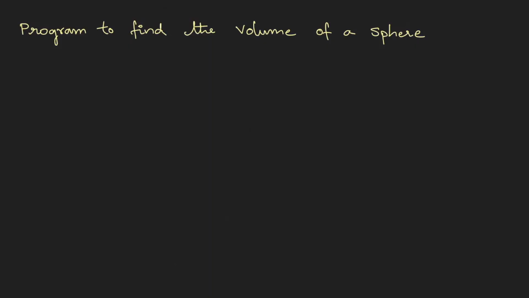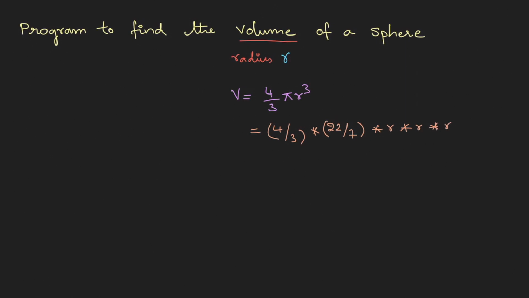Program to find the volume of a sphere. So for volume, let's assume that they have given the radius r, then we can use the formula volume equals 4 by 3 pi r cube. So this we can do as 4 divided by 3 multiplied by 22 by 7 multiplied by r three times, because it is r cube.